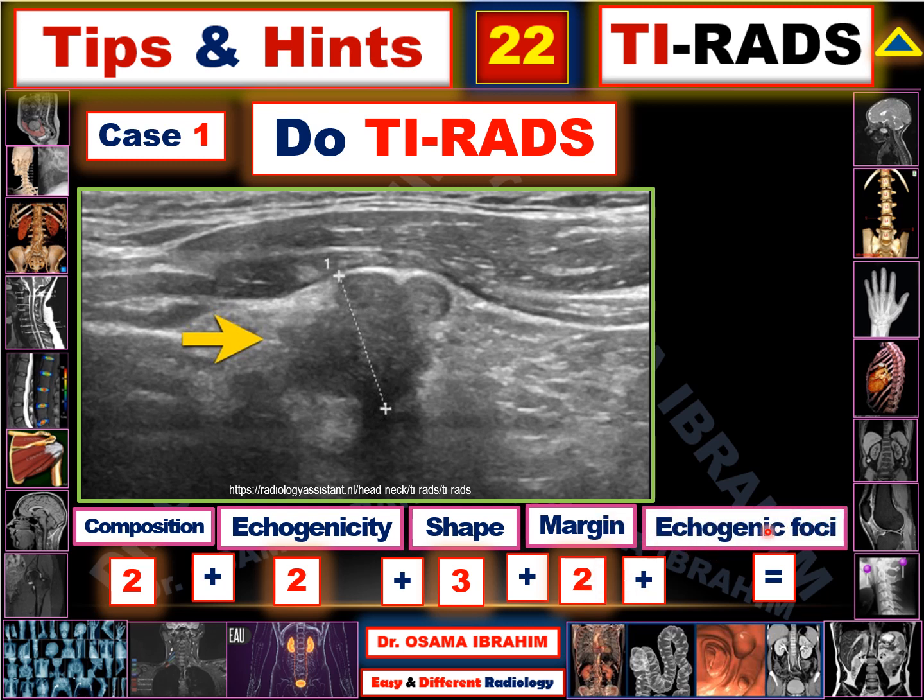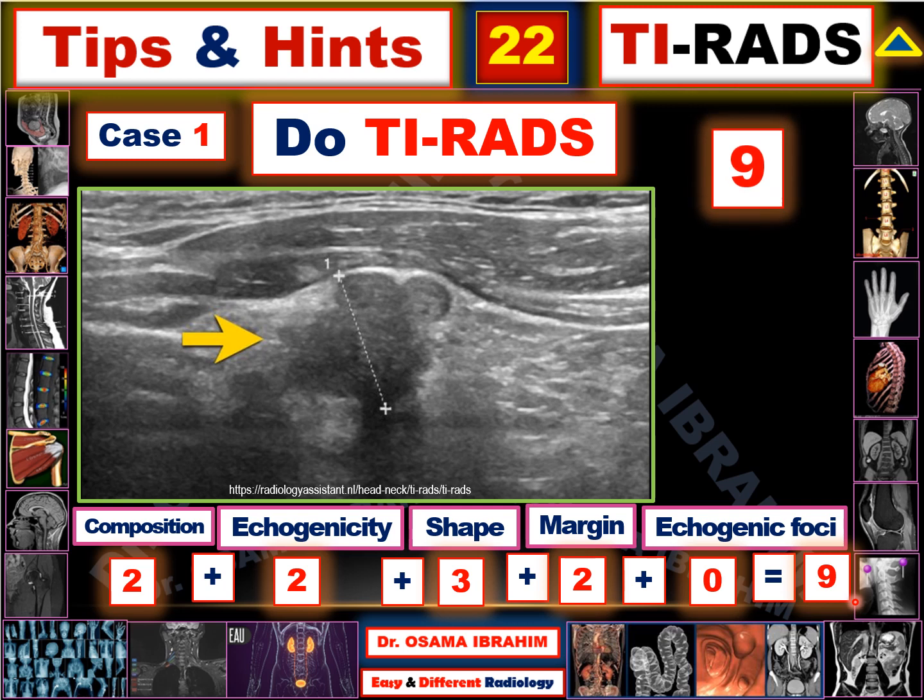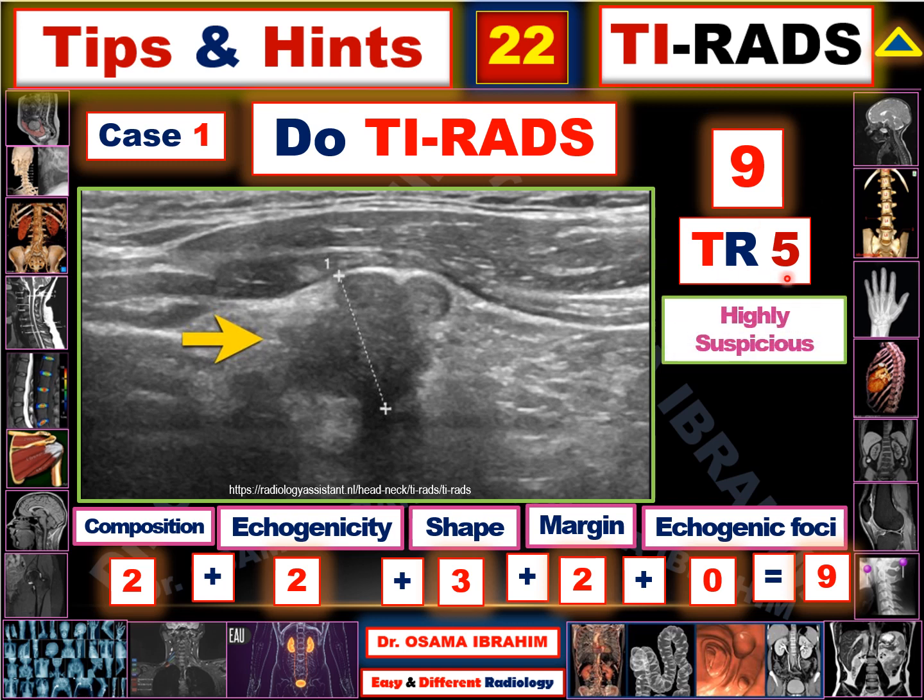And the last category is the echogenic foci. If there is calcification, we can give those scores. There is no calcification, so it will take 0 score. After that you can sum: 2 plus 2 equals 4, plus 3 equals 7, plus 2 equals 9. So the final score of this TI-RADS is 9, and as we know, if it is 7 or more, it is considered TI-RADS 5. TI-RADS 5 means highly suspected to be malignant.